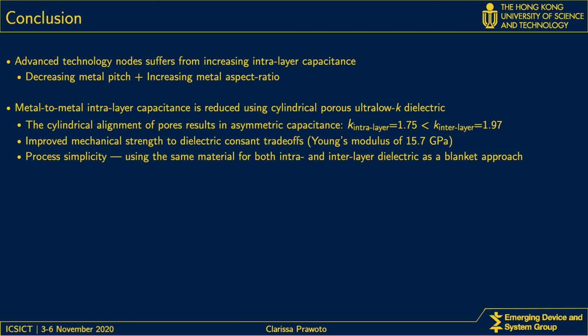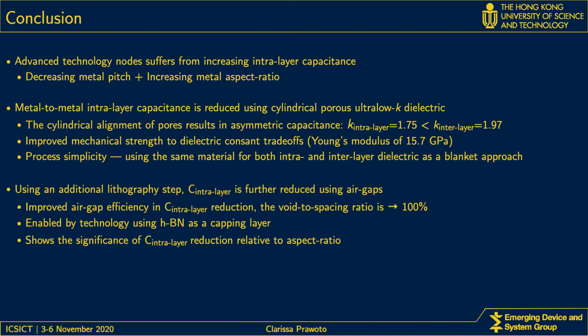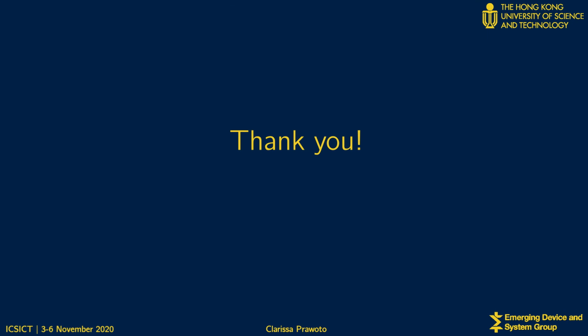On the other hand, intra-layer capacitance can be further reduced using two different materials for intra and interlayer separately. In this case, we have improved the efficiency of air gaps in reducing intra-layer capacitance by having a void-to-spacing ratio close to 100%. We have also discussed the fabrication technique using HBN as an air gap capping layer. Then, we evaluated the performance in intra-layer capacitance reduction with respect to the aspect ratio. So that concludes my presentation.